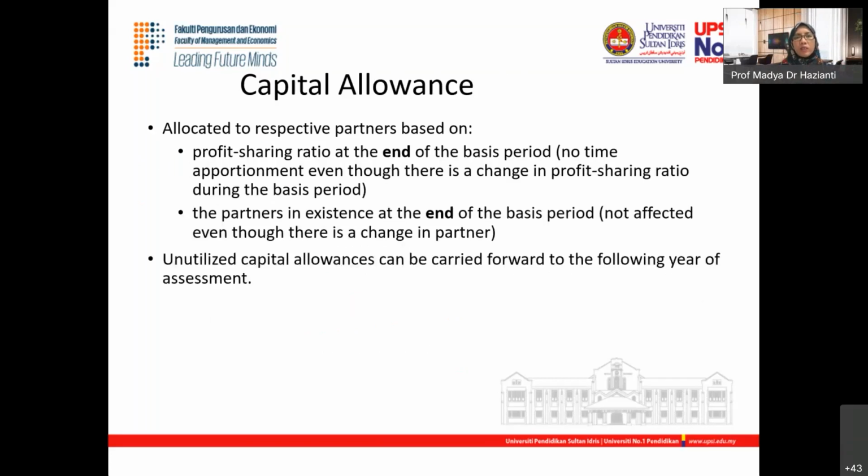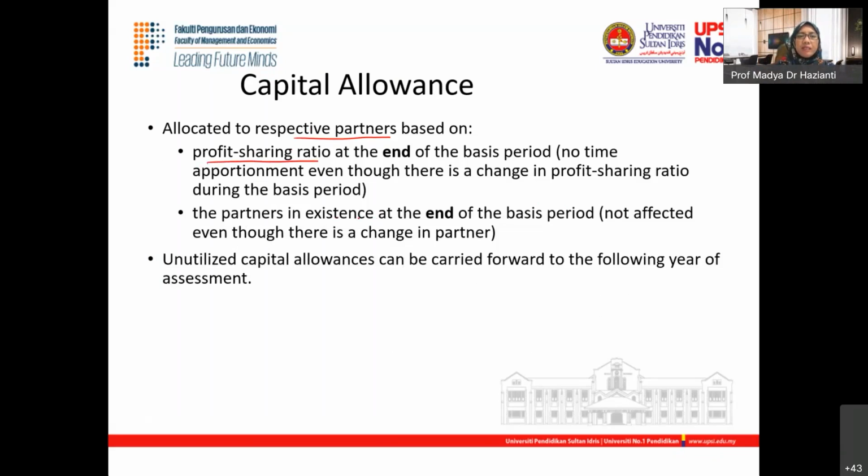Alright. A bit on capital allowance. So capital allowance ni kita akan allocate to respective partners. Ingat tadi calculation kita capital allowance dapat satu figure kan for each business tu. But if it is for partnership, capital allowance ni kita akan bahagi ikut profit sharing ratio juga. So profit sharing ratio not only for profit, not only for loss, but also for capital allowance.